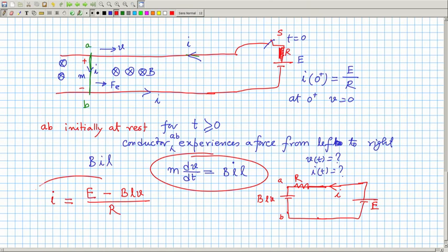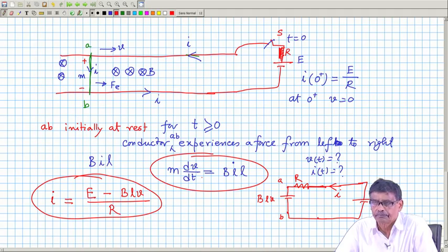So, I have got two equations. If you want to find V, eliminate I from this, put it here, and you will get a first order differential equation. Solve for V, then use the other equation to get the current, and this will continue in the next class. Thank you.